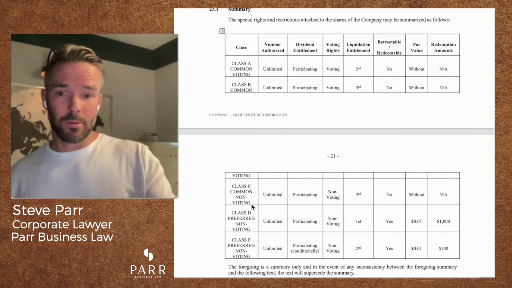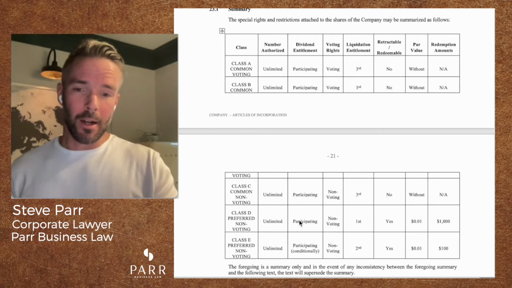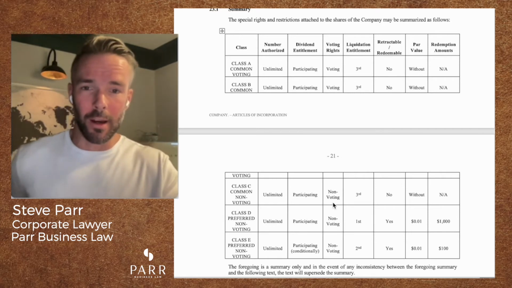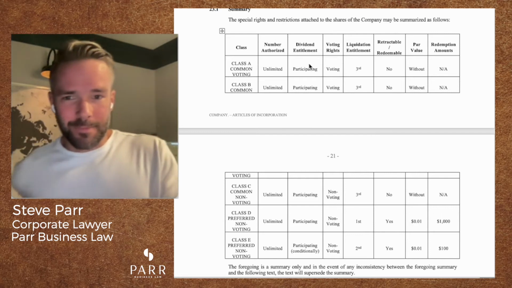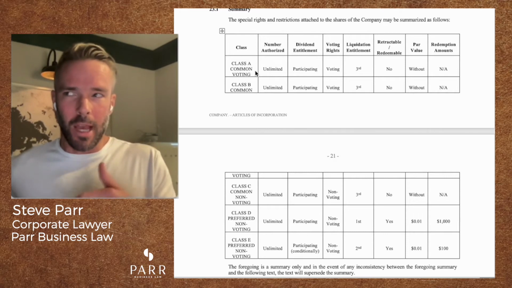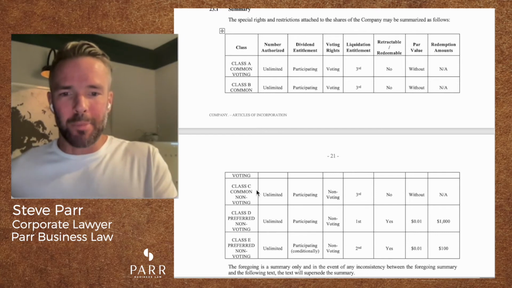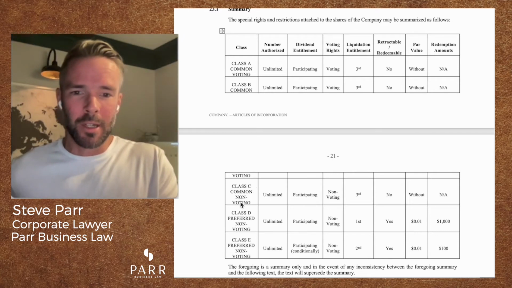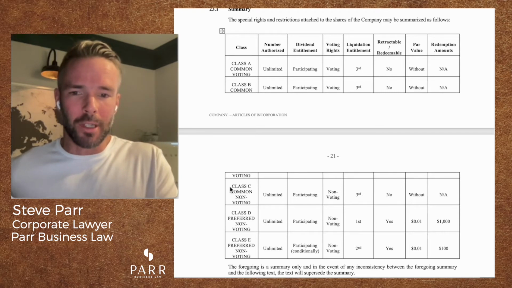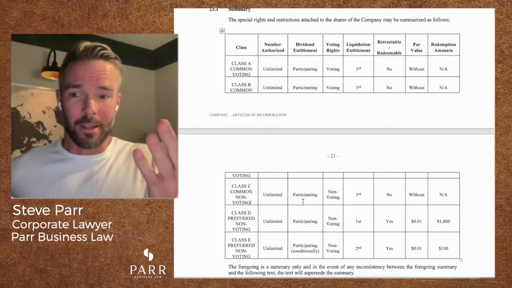But what we'll see here is participating. These are all participating, so they all have some degree of entitlement to dividends. We're going to take a closer look at that later on. But yeah, so voting in this respect, you could have shares where they have voting rights, but they're only applicable to decisions that only affect that particular class of shareholders. So for example, these Class C common non-voting shares might have a voting right, but it's only in respect of matters that affect the Class C shareholders.